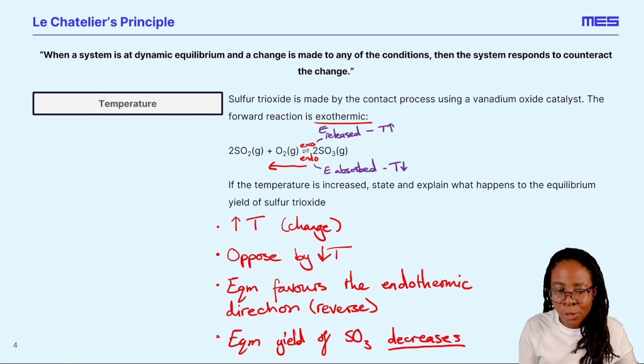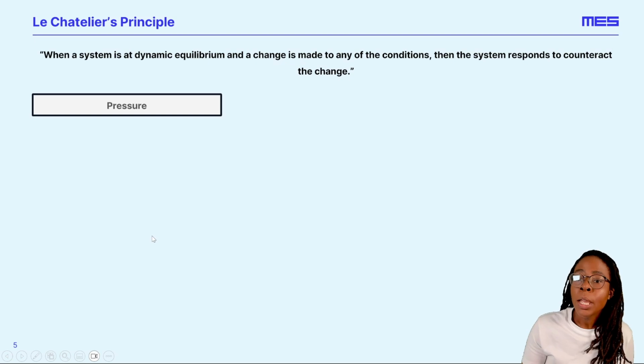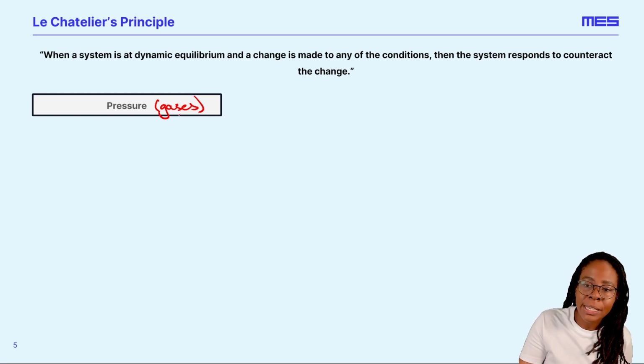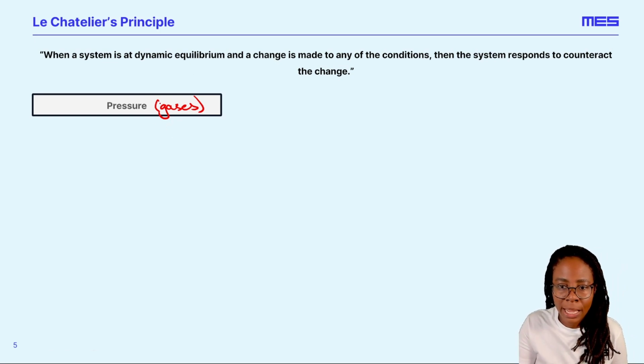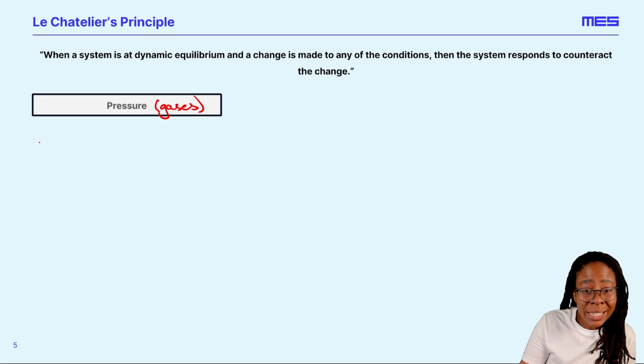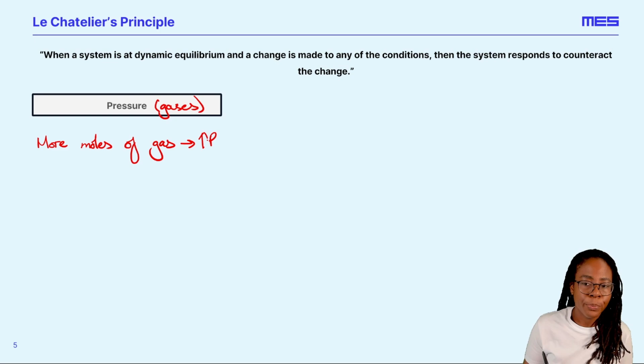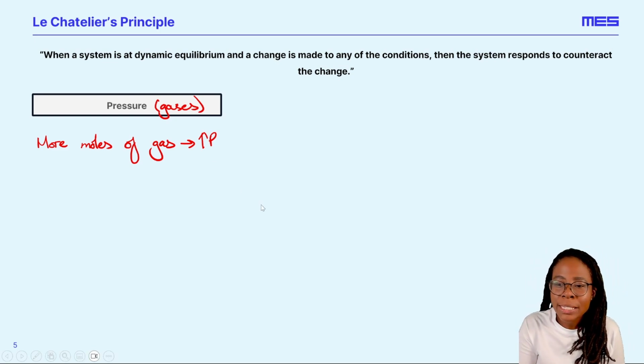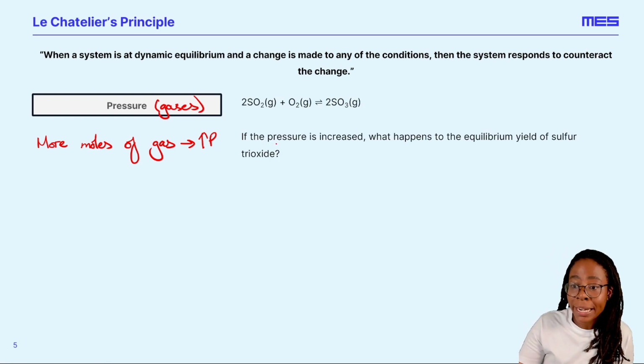Let's do one more example, this time with pressure. Now, when it comes to pressure, we are only dealing with gases, right? We only care about gases if we are changing pressure as our condition. And what we need to consider is if there are more moles of gas in a given volume, then we are going to get a higher pressure. Okay, and then vice versa. Fewer moles of gas means a lower pressure. So let's see how we can apply that to an example.